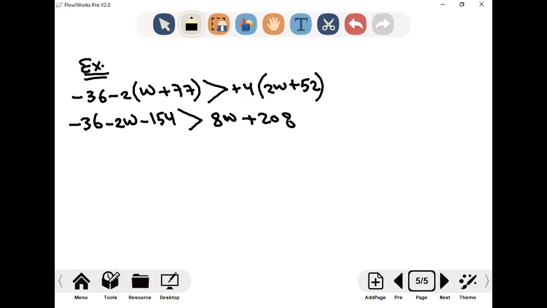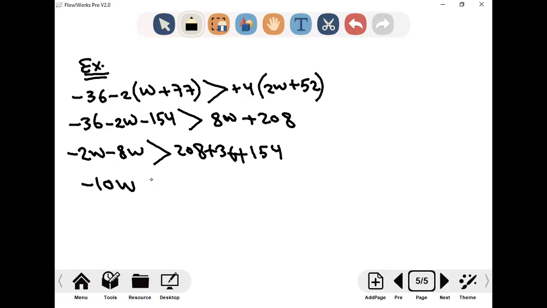So here the negative 36, I want it with the numbers. First comes negative 2W, then negative 8W, and these two numbers will be there. More than, we have 208, start with it, plus 36, plus 54. Now let's simplify. Negative 2, negative 8, negative 10W is more than 300.